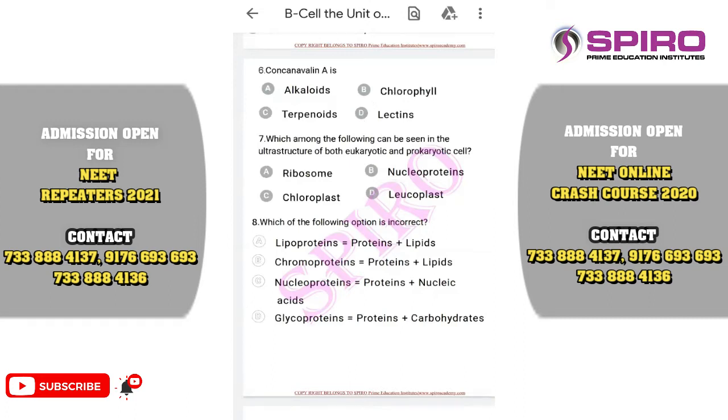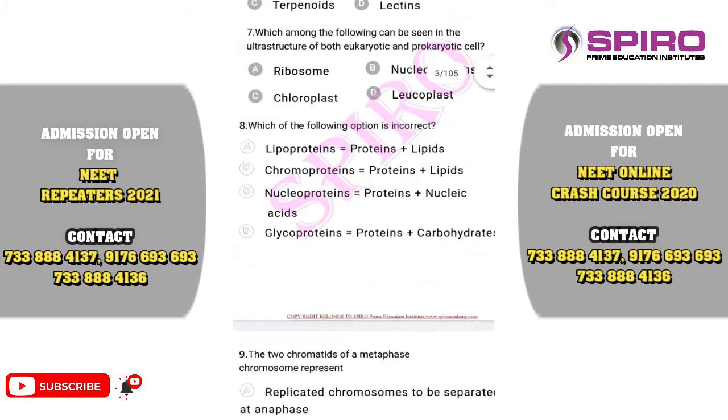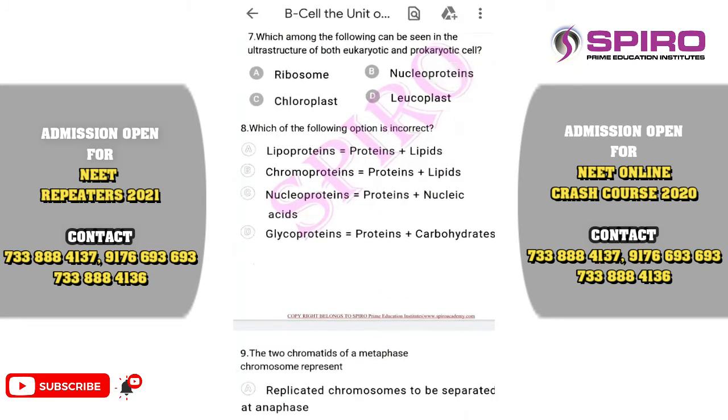Proceeding to the next question, number 7: which among the following can be seen in the ultrastructure of both eukaryotic and prokaryotic cell? Here the question is, both prokaryotic and eukaryotic cell should have this particular organelle. So here the chloroplast is present in the eukaryote. Leukoplast is a type of plastid, in eukaryotes. Nucleoproteins, we cannot say all the nucleoproteins. So the common structure between the prokaryote and eukaryote is the ribosomes. In eukaryote, it is 80S ribosome. In prokaryote, it is 70S ribosome. So the correct option is option A.